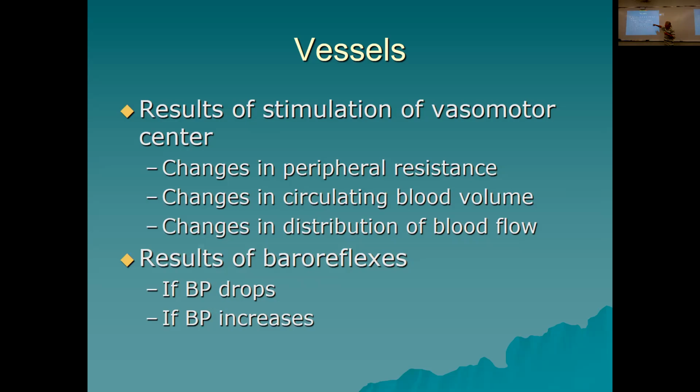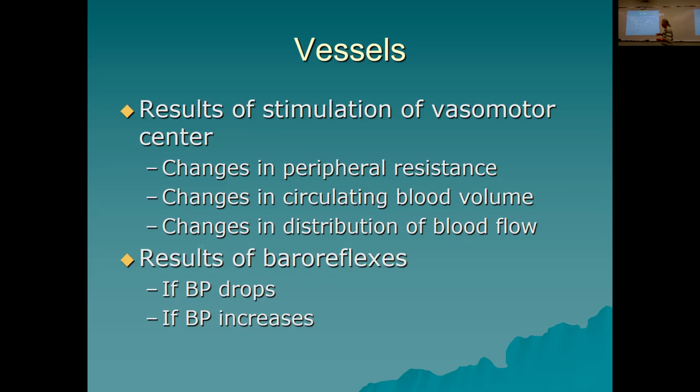Changes in circulating blood volume. So in places where we have vasoconstriction, where is blood going? These are pretty much the same. Changes in distribution of blood flow, changes in distribution of blood volume. Where's the blood going? Well, it's going to the places where the arteries are dilated. And less blood is going to the places where the blood vessels are constricted.